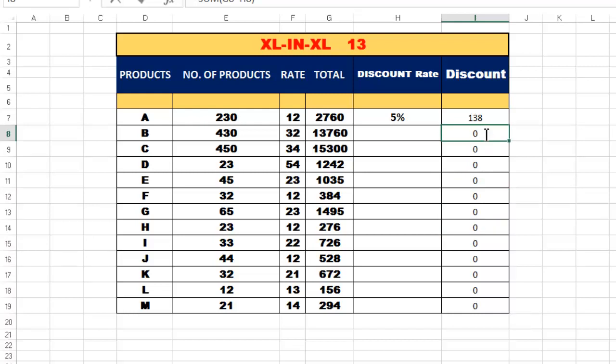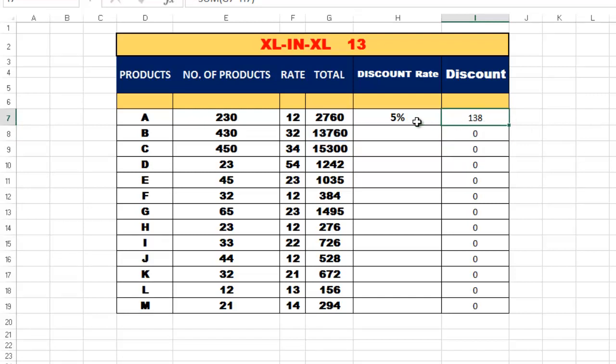Why is it shown as 0? Because the relative cell is changed. In the first it is H7, in the second cell it has become H8, but it should remain H7 only, because in H8 there is nothing, there is no value, and so of course the product will be 0.